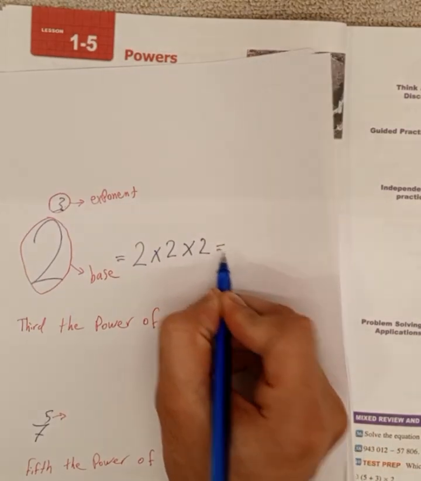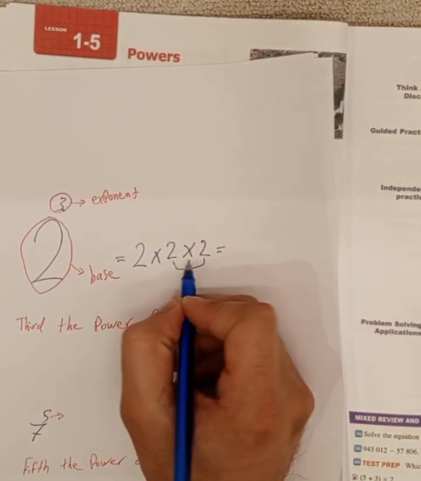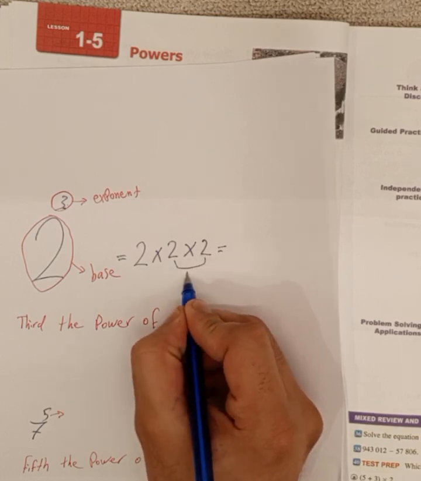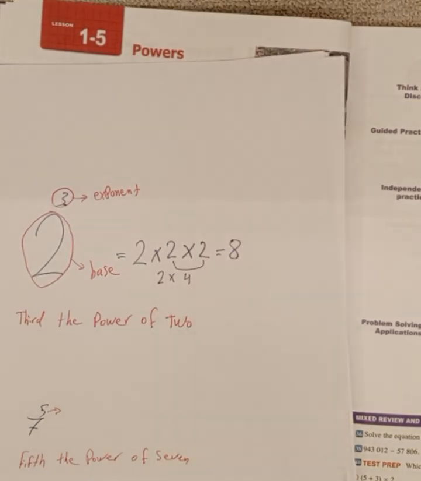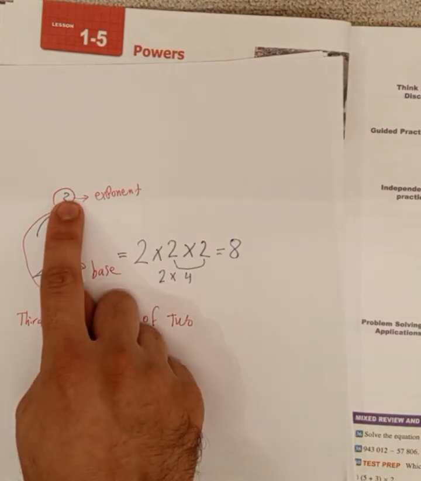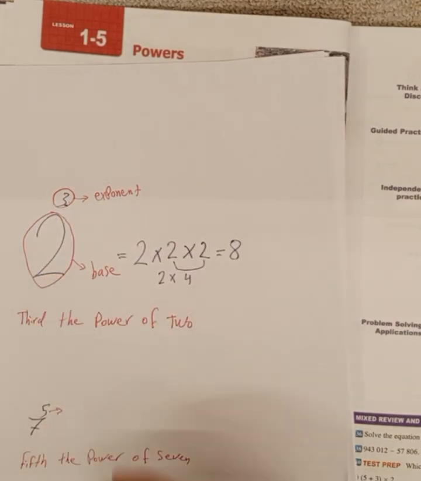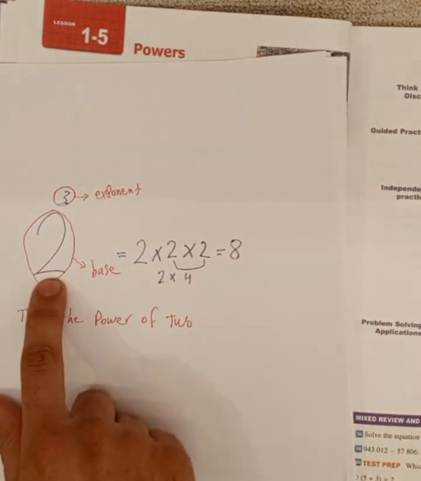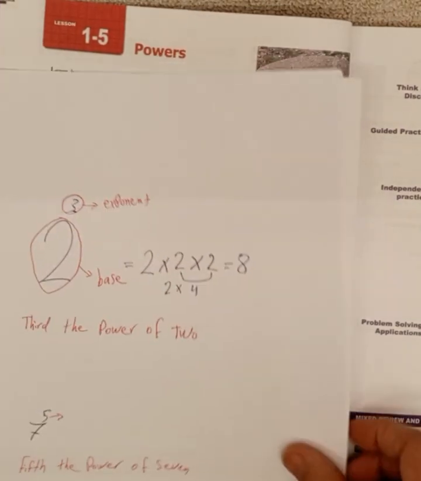So to find the answer, it's not addition between the numbers, it's multiplication. 2 times 2 is 4 and 2 is left, it's gonna be 8. So the answer is 8, right? Exponent, again, means how many times the base is repeated. Base means what number is repeated. Look at this one, base is 2, 2 is repeated. How many times? 3 times, okay?